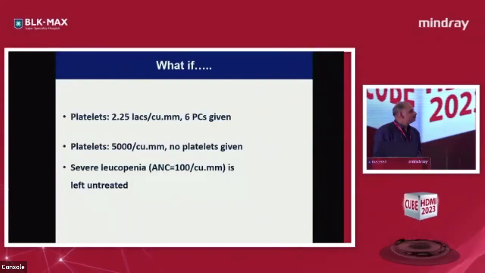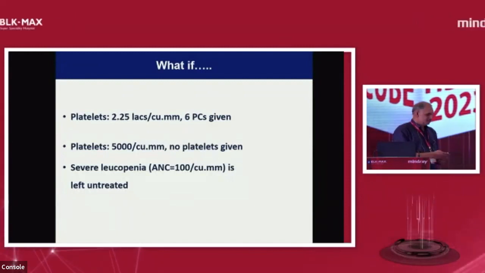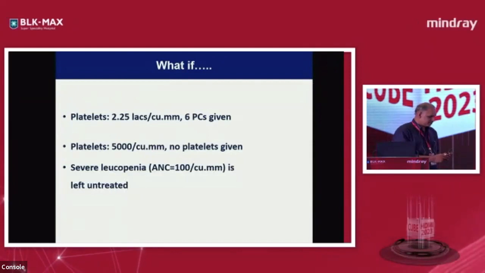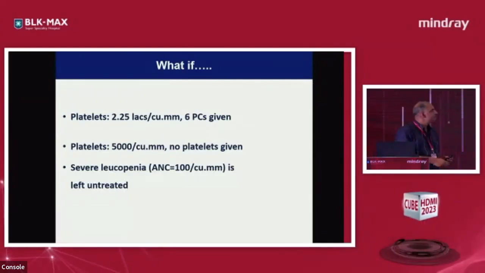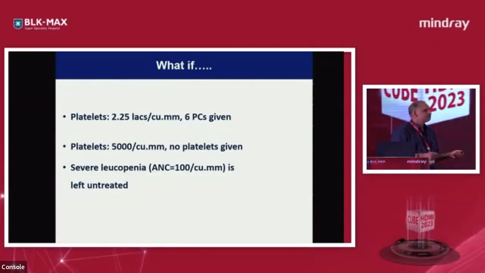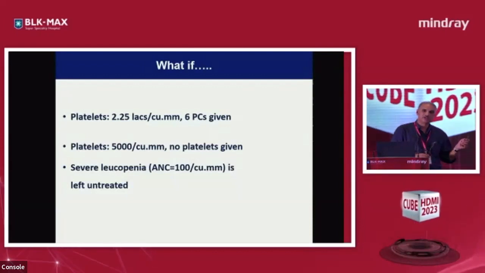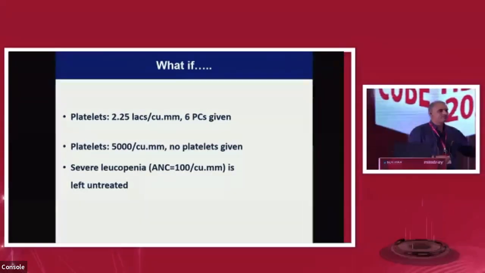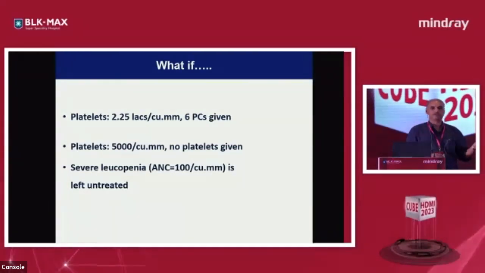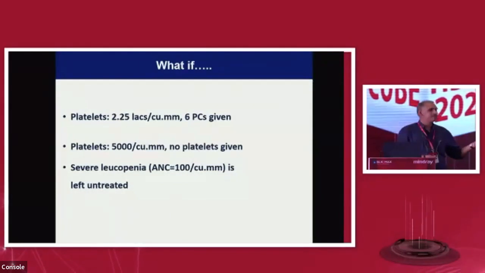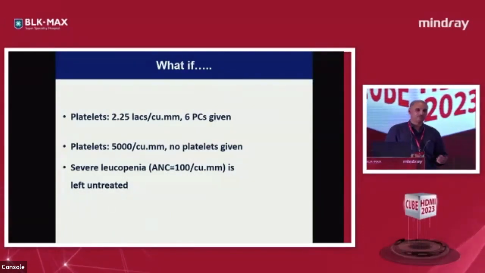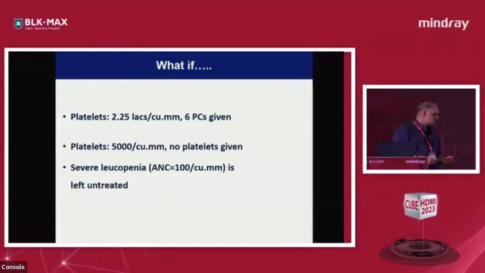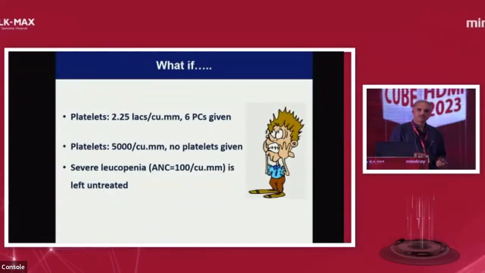So what if a platelet count is normal and 6 platelet concentrates are given? Happened in our hospital many years back. What if platelets are 5,000 and no platelets are given, patient is bleeding? What if a leukopenia, a bad agranulocytosis, almost next to nothing neutrophils, is not treated? So we'll have horror, yes, to the clinician, to the lab as well.